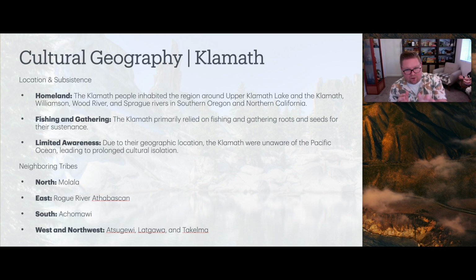I have them broken up in coordinates. So you have the Molalla to the north, and you have a group to the east, south, west, and northwest. So these are all part of those Klamath tribes, and then the neighboring tribes around them.